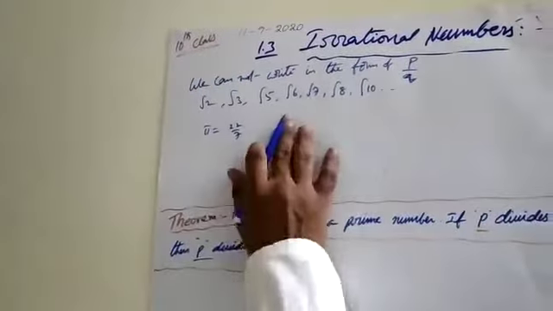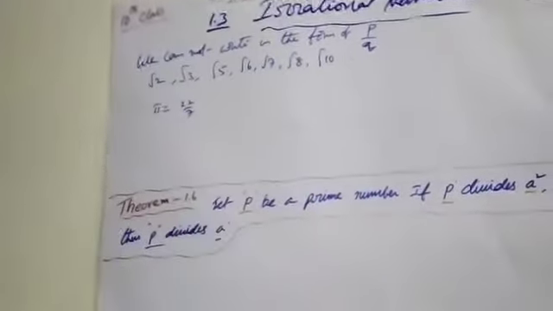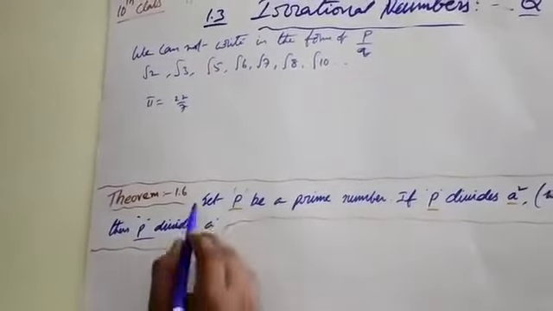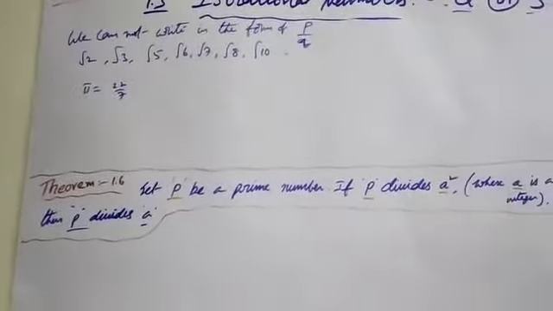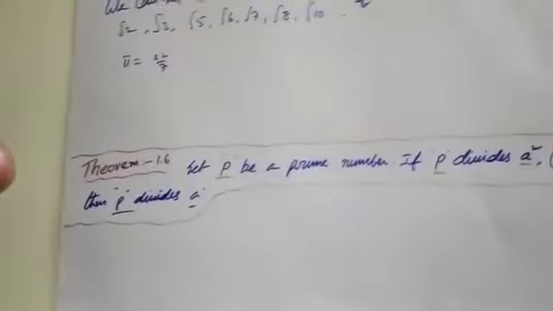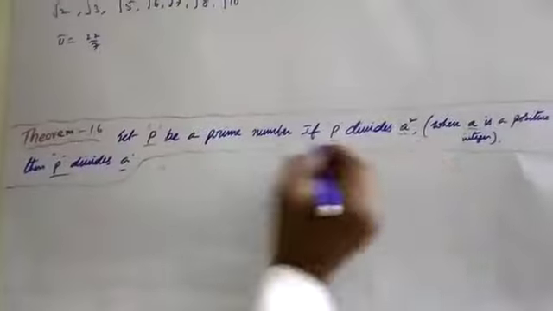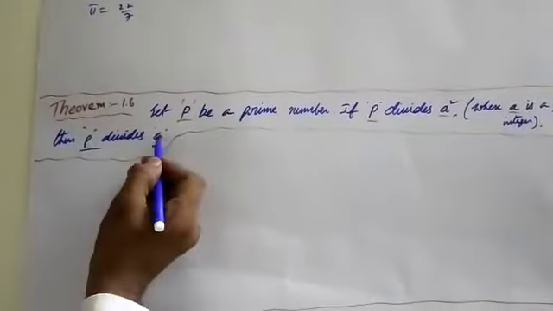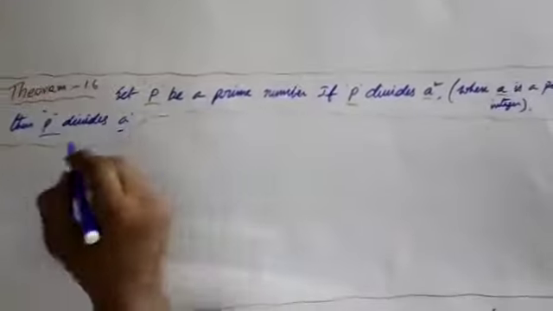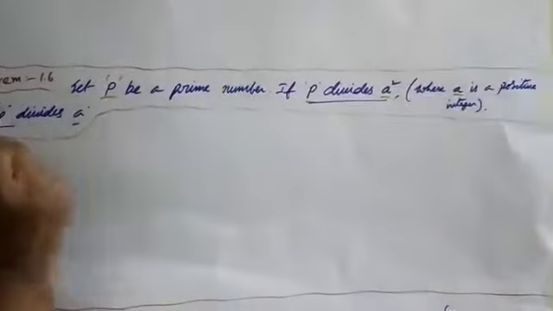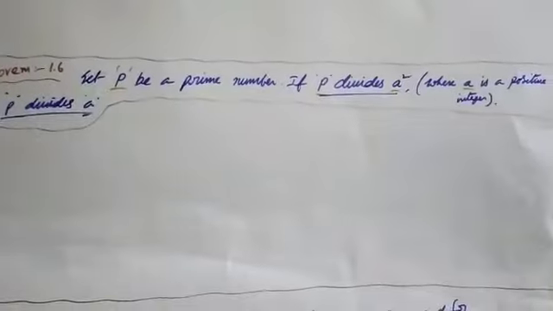This is the introduction. Go to theorem number 1.6. What is theorem number 1.6? Write: let P be a prime number. If P divides A square, where A is a positive integer, then P divides A. Here P is a prime number, P divides A square, then P divides also A.